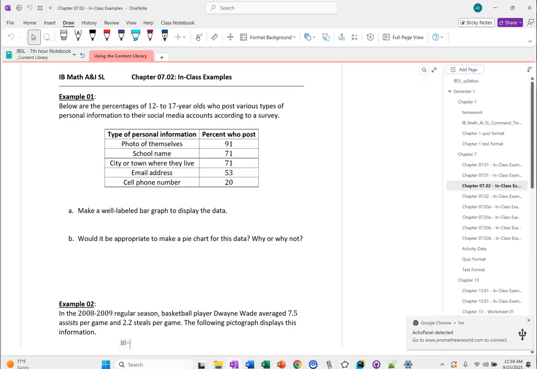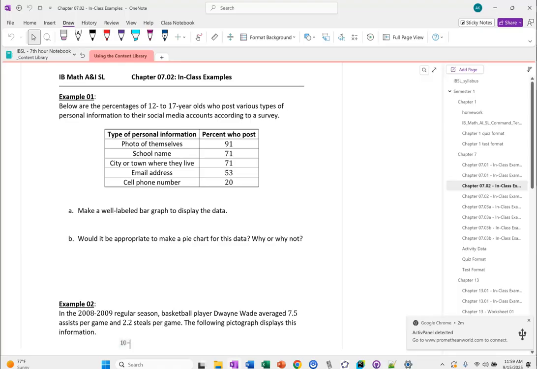All right, so you have a little chart here, or table of data. It wants you to make a bar graph from this, that's fine. I'm not going to ask anybody to come up and draw a bar graph right now. We're just going to talk about what it would look like and what we need to make sure we include.